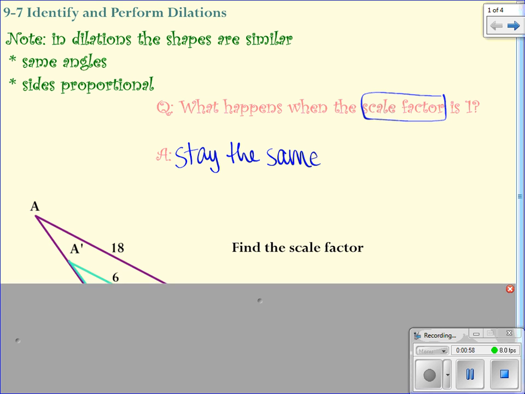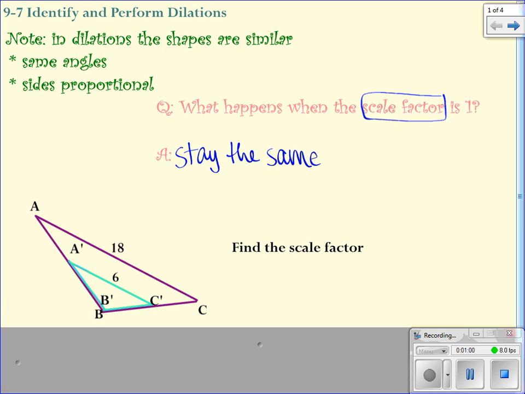So let's take a look at this first one. If I ask you to find the scale factor, which I'm going to ask you to do on the homework coming up, first of all, notice that we've got numbers on 2 of the sides that are related to each other, the longest side of the triangle. So the scale factor is either going to be 6 over 18 or 18 over 6.